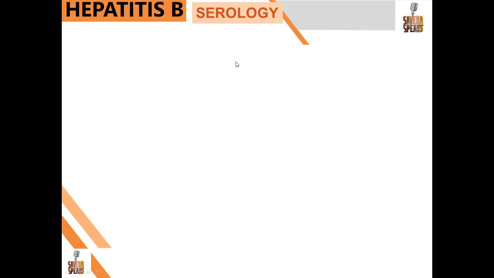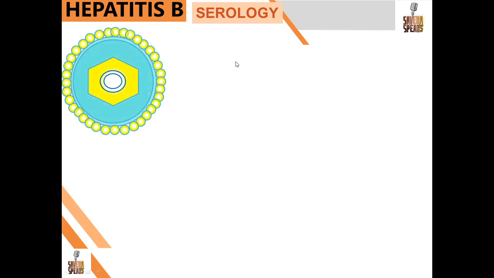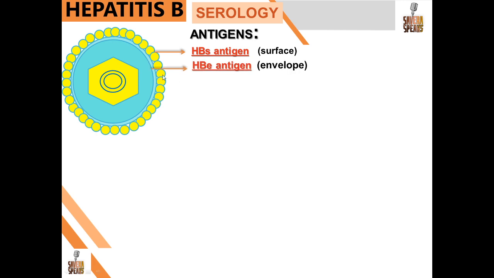For serology, we measure the antigens. These are the surface markers for hepatitis B virus. The outermost surface antigen is the HBs antigen, that is surface antigen. Inside the surface, there is a viral envelope and the antigen is HBe antigen. Inside the envelope, there is a nucleocapsid or the core of virus, and for this there is an HBc antigen, that is a core antigen. Inside the nucleocapsid there is a circular DNA molecule which is HBV DNA.